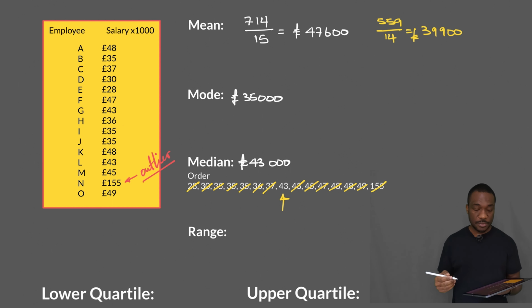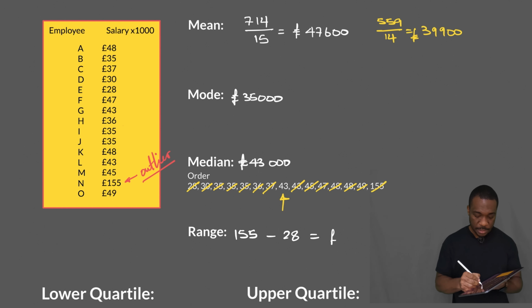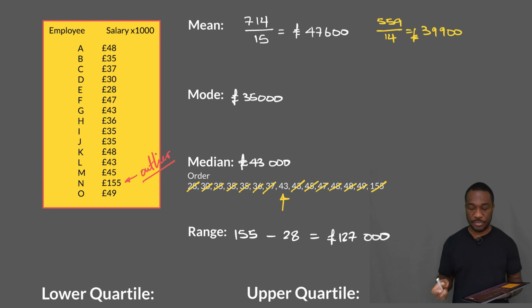Now, last of all, for this section, we're going to talk about the range. Now, the range is going to be the biggest value, take away the smallest value. The biggest value is 155,000. The smallest value is 28,000, which is going to be 127,000 pounds is the range.